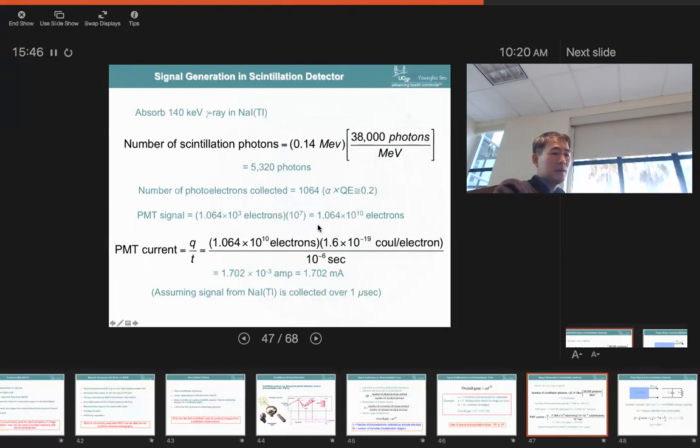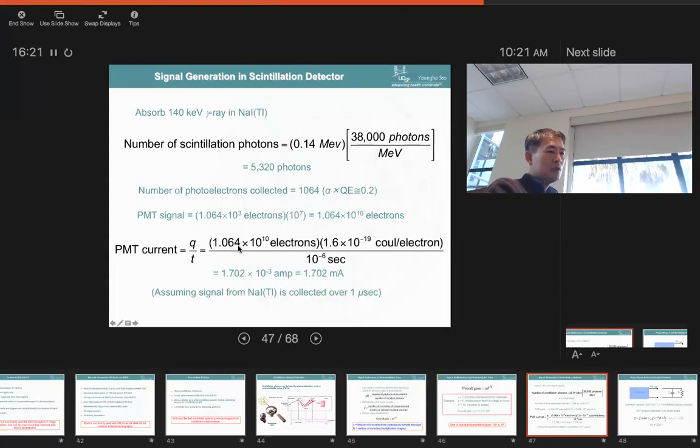Now we want to know the current. How can you actually calculate current? We have to know the rate. Let's say that the signal from the sodium iodide is collected over 1 microsecond. Then we can calculate the current really being fed to the electrical circuit. When we have rate information like that, we can apply it to get the current.